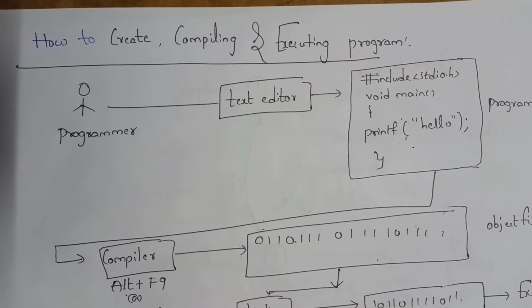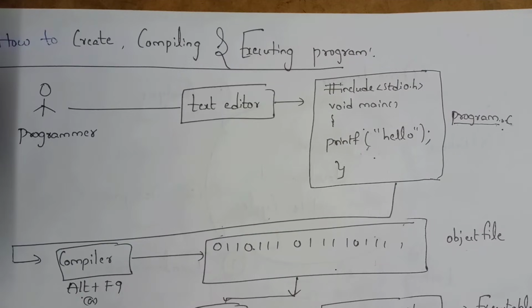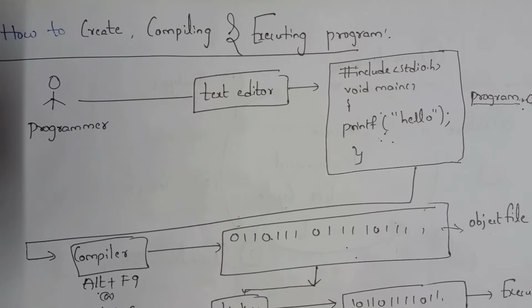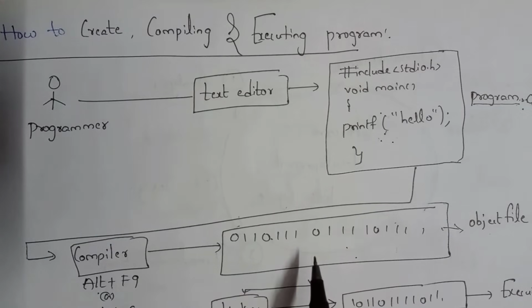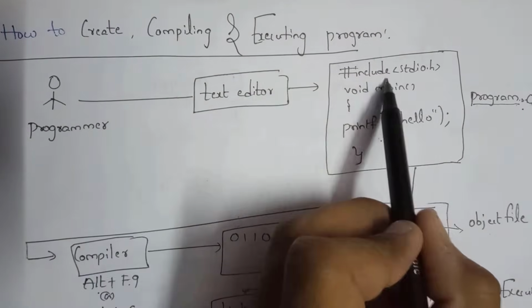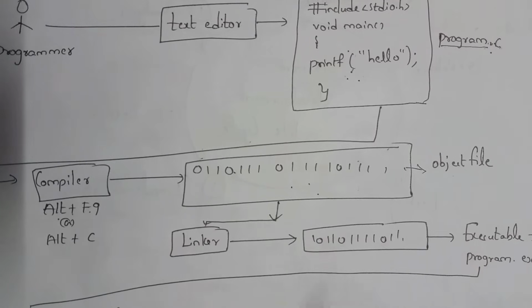So at first you need to open Turbo C. In Turbo C, you need to write your program. After writing your program, you need to save it with the .c extension. Here I am saving my program with the name program.c. After creating the program, the next step is compiling the program. The C program that you wrote is in a high level language, that is, an English-like language. In order to convert this program into machine understandable language, you need a compiler. Whenever you press Alt F9, the compiler will convert this program into machine understandable language, that is, into zeros and ones. At that time, an object file will be created.